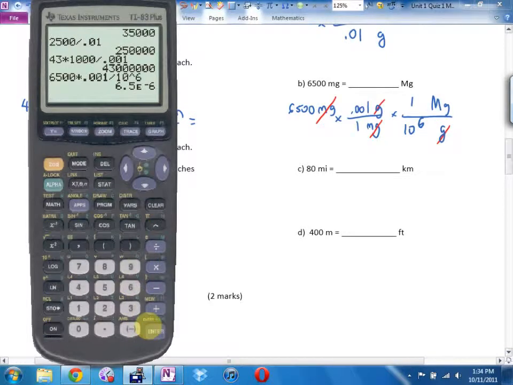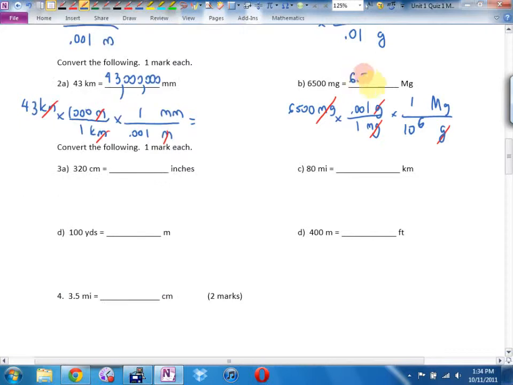Now, if you wrote down what your calculator says, because I haven't done scientific notation in this course yet this year, if you wrote down 6.5e minus 6 or whatever your calculator said, I'll give it to you as long as you have a 6.5 and a negative 6 somewhere. What this really means, however, in scientific notation is 6.5 times 10 to the negative 6.